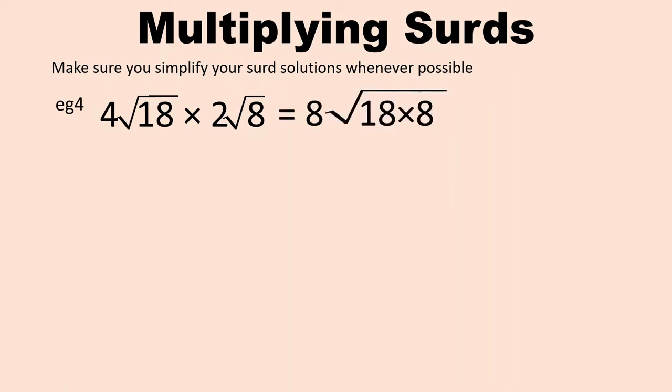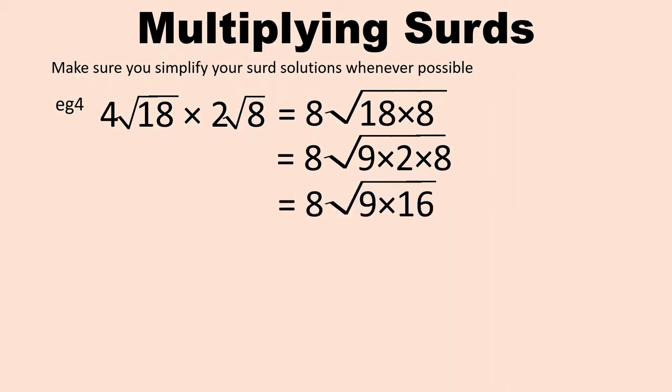4 times 2 is 8, and 18 times 8, well, that number is going to get quite big. So let's first look at this and see if we could simplify it at all before we multiply it out. 18, I know, is the same thing as 9 times 2, and 9 is a square number. So let's split that apart and start rationalizing that irrational part. So that's going to be 8 root 9 times 2 times 8. Now the square root of 9 I know I can do. And 2 times 8, well, that's 16.